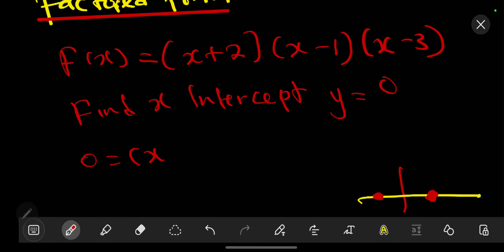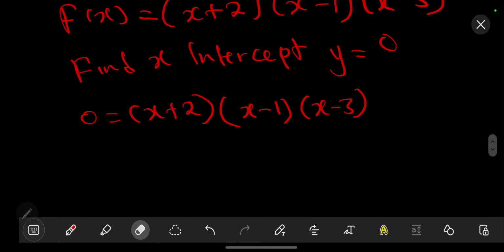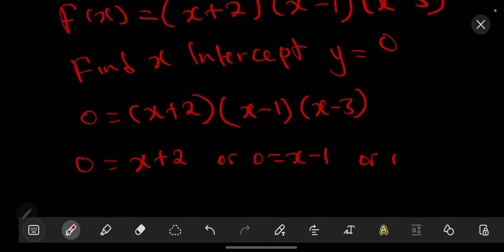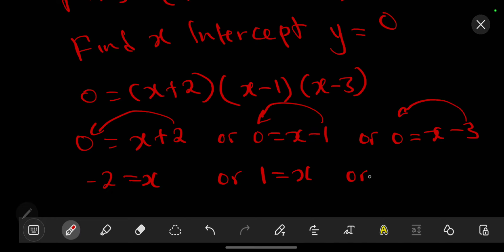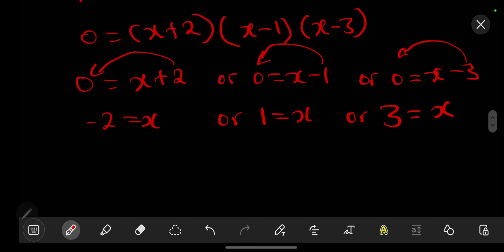So 0 should be equal to x plus 2, x minus 1, then x minus 3. After doing that, we are going to end up with 0 equal to x plus 2, or 0 equal to x minus 1, or 0 equal to x minus 3. We take the 2 to this side: negative 2 is equal to x, or we take the 1 here: 1 is equal to x, or we take the 3 to the other side: 3 is equal to x. So we have found these values to be our x-intercepts.